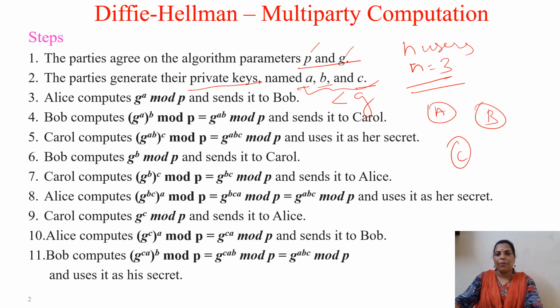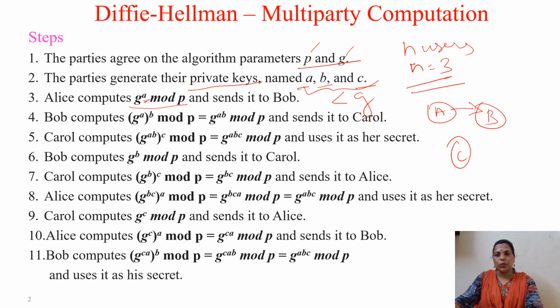So Alice computes G power A mod P. We are aware of what G is. It is a primitive root of that prime number, because everyone agrees on the values P and G. So everyone knows the G value, but only Alice knows the private key A. So Alice is computing G power A mod P and sending that value to Bob.